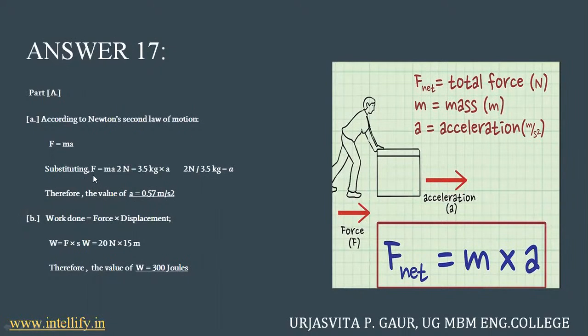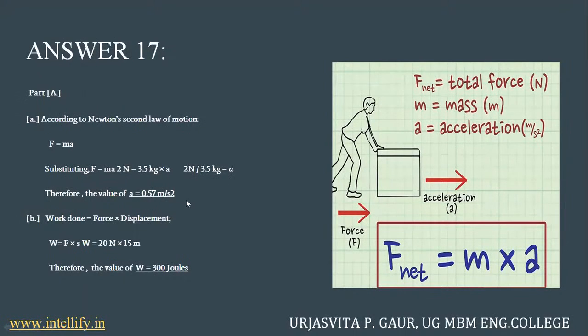We're going to substitute the value of F to be equal to 2 newtons, and m to be equal to 3.5 kgs. A is what we need to find, and the force is 2 newtons, the mass is 3.5 kgs, and then we have to find the value of A. So that can be achieved simply by dividing F by m, that is 2 newtons over 3.5 kgs, and then you get the value of A to be 0.57 meter per second squared.